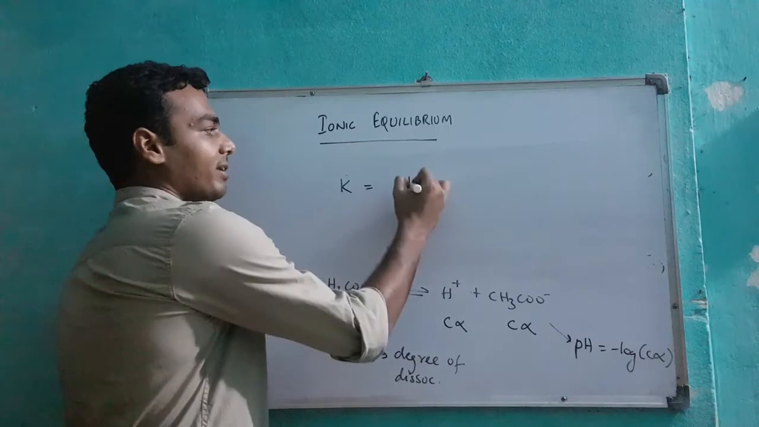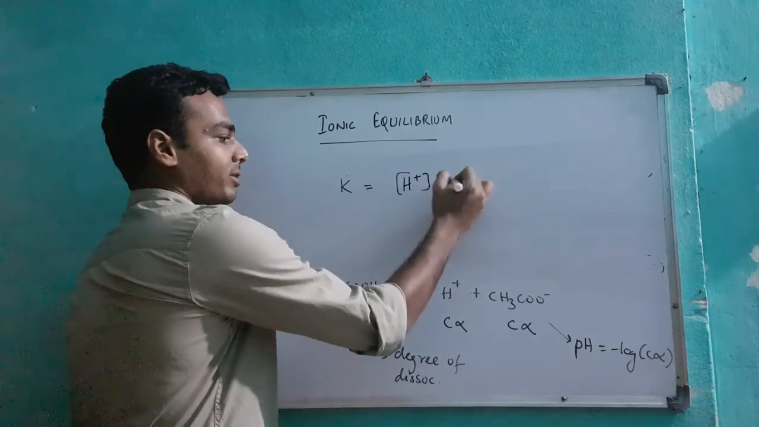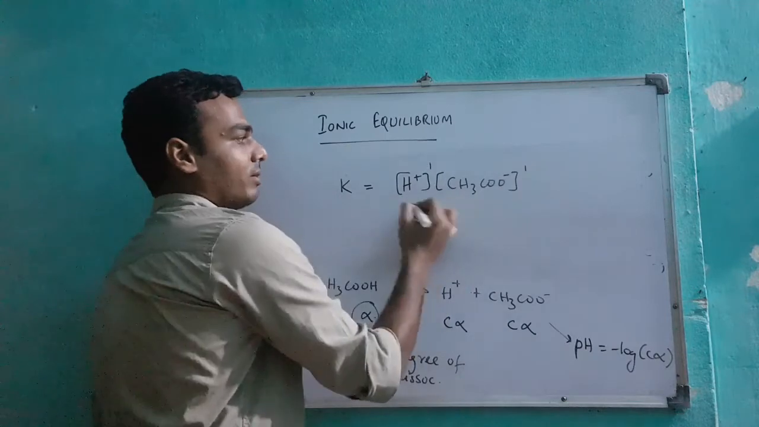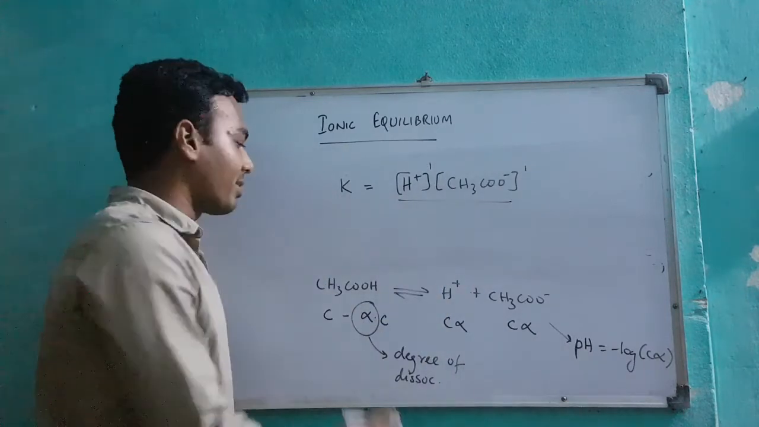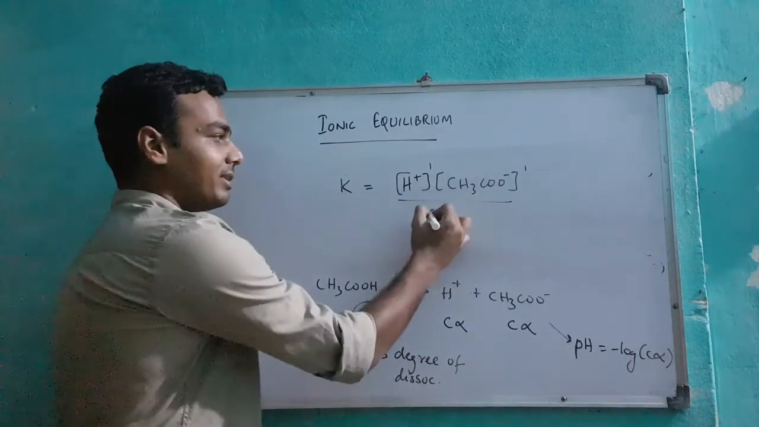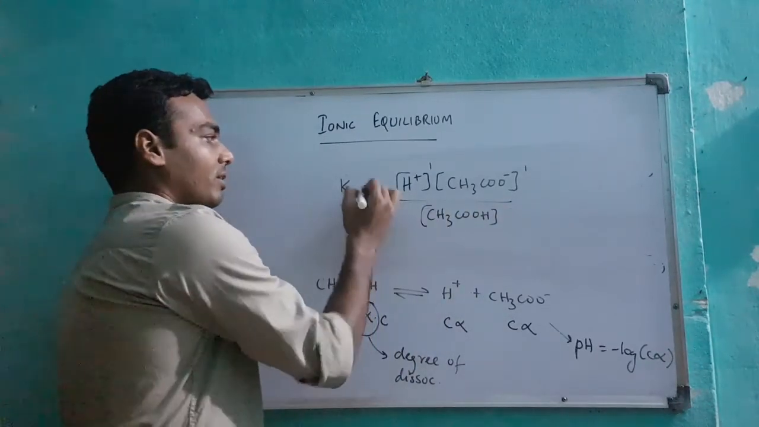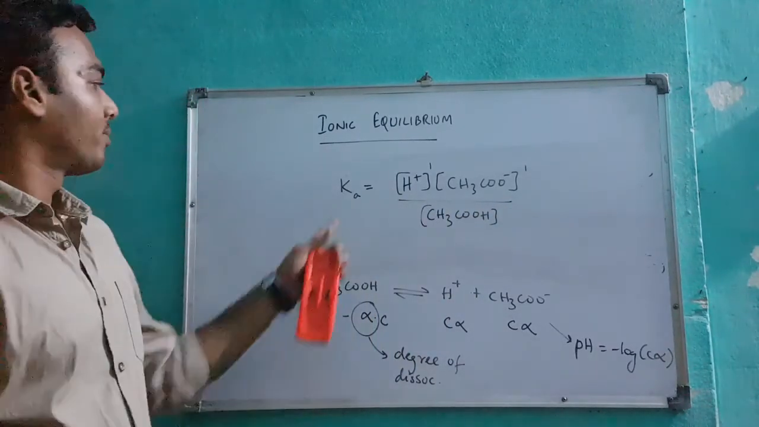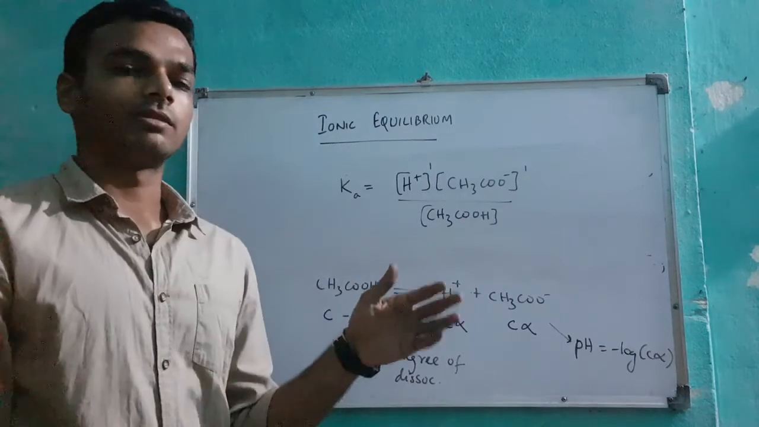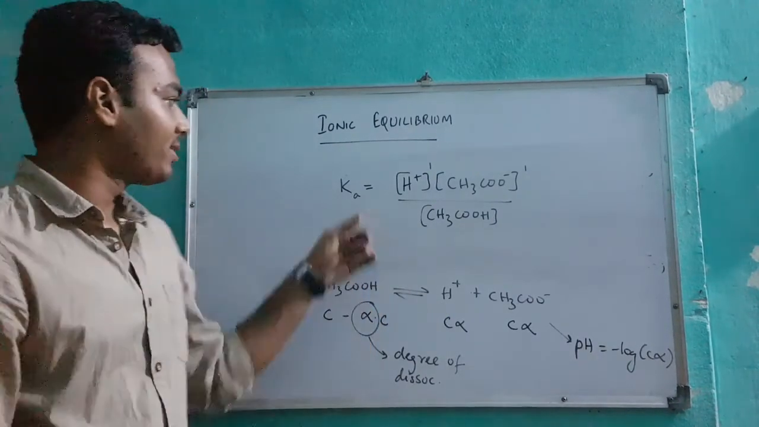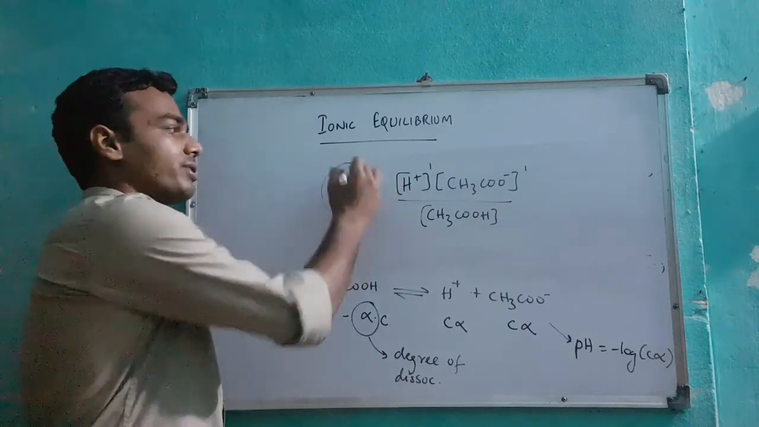So K will be written as the concentration of products raised to the power 1 divided by the concentration of the reactant CH3COOH. We kept calling this Ka because this pertains to an acid. If this had pertained to a base, we would have called it Kb. This value would mostly be given in the question.